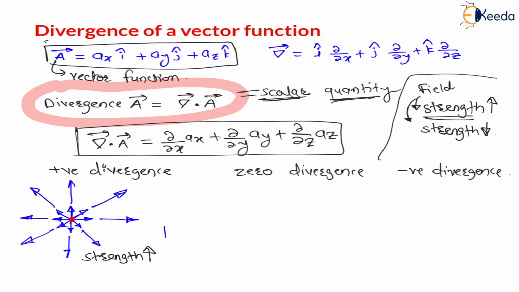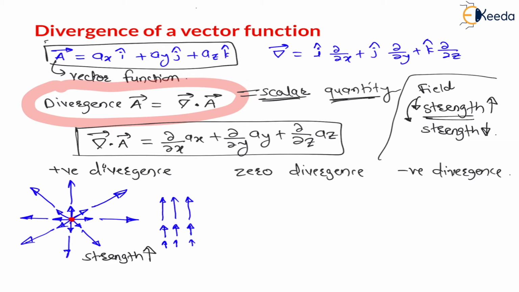Let us say I consider one field like this, and as I go away, the length of the arrow goes on increasing. Likewise, the length of the arrow is increasing, right? This is called positive divergence. These both are positive fields. Only if the strength of the field increases do we get positive divergence.